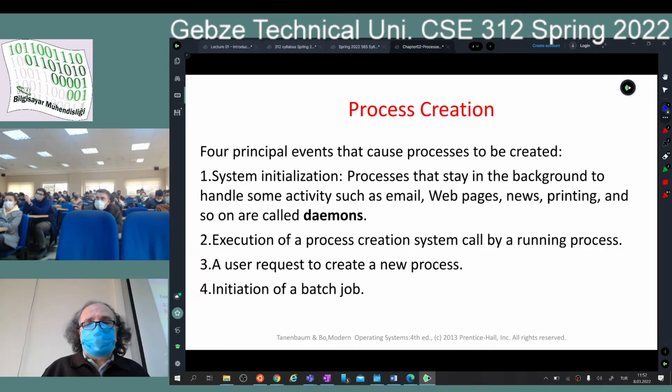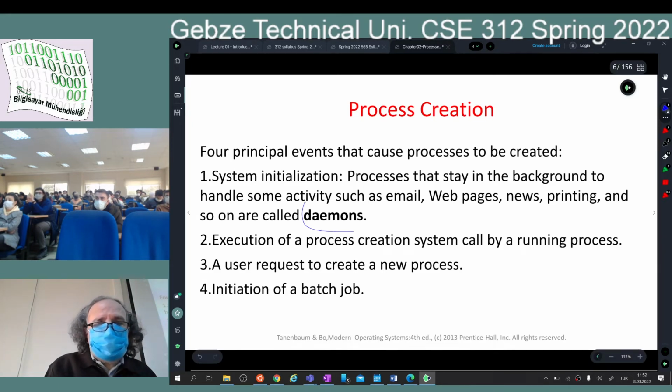When is a process created? Who creates it? Let's look at those. Of course, at the beginning, a main process has to be created, at system initialization time. During system initialization, many processes are created. Some processes are responsible for printing, others for web page servers, and some for processing email, etc. They are usually called daemons.